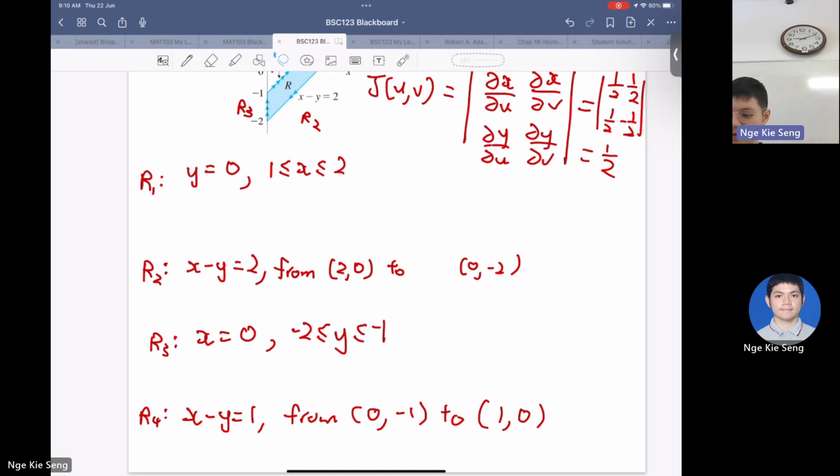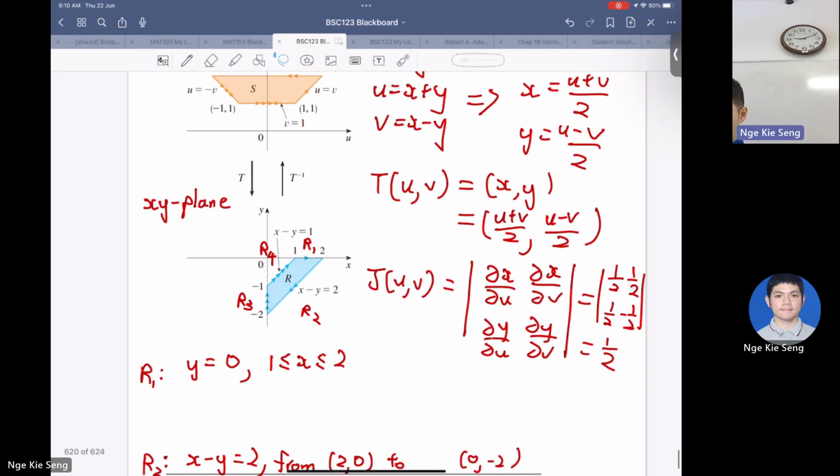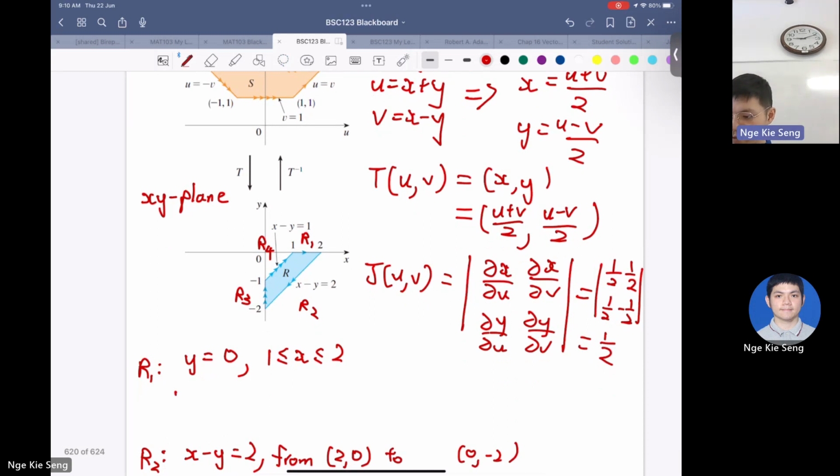Let's say we don't know what the top picture is yet. How do we change variable? So y equals 0, right? We know that y is also equal to (u minus v) over 2. This implies that 0 equals u minus v, which implies that u equals v. So this one becomes u equals v.